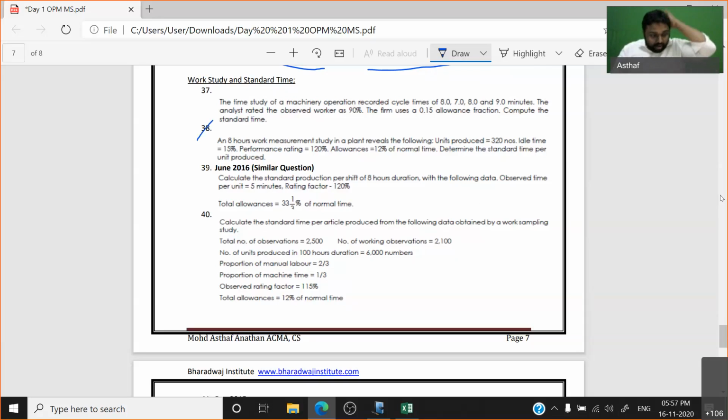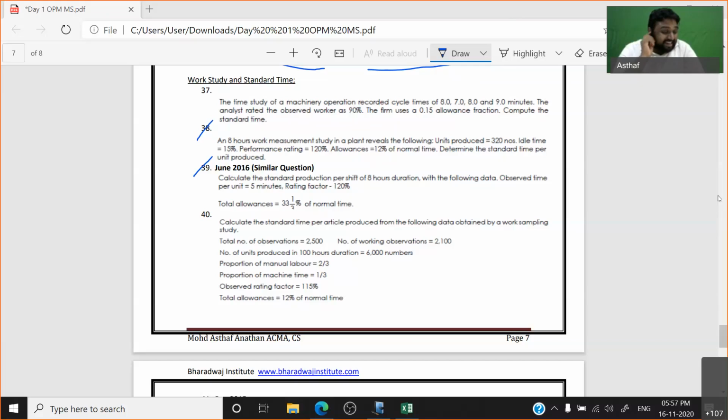An 8-hour work measured in a plant reveals the following. Units produced 320. We'll start with question 39. Please start 39. How will we start 39?